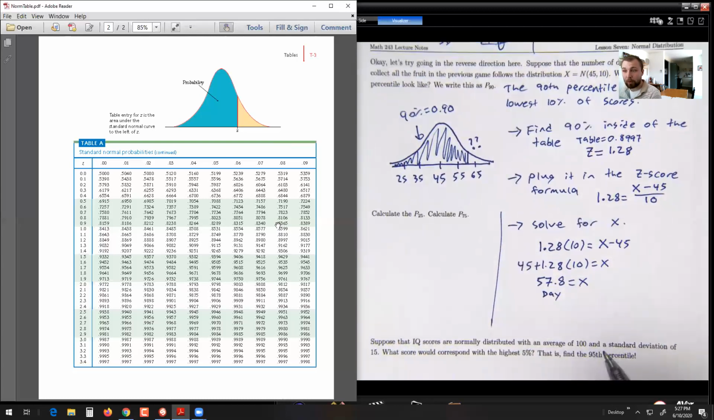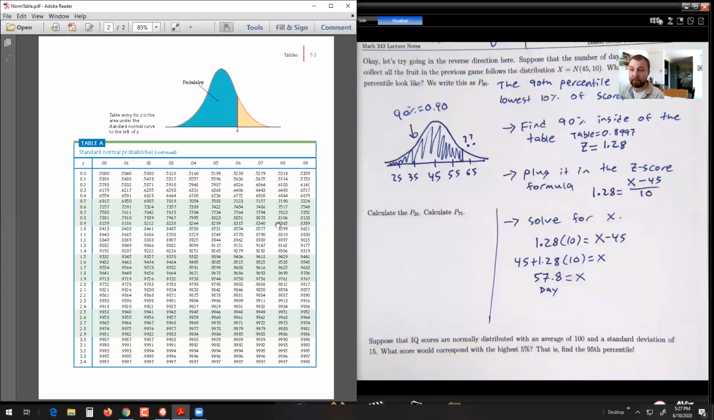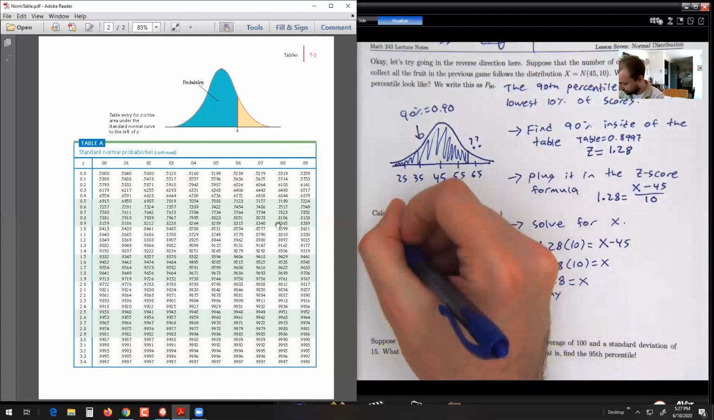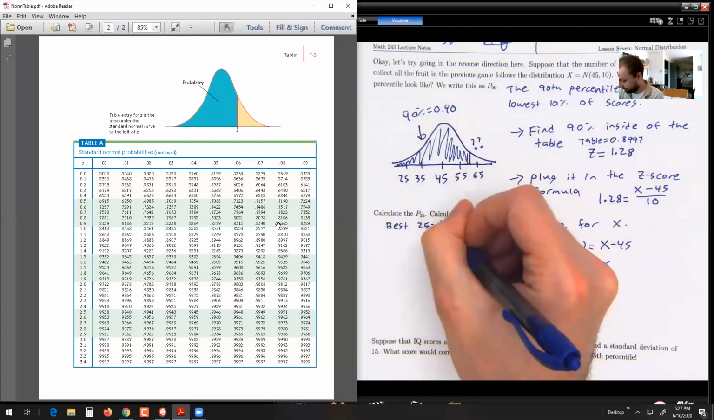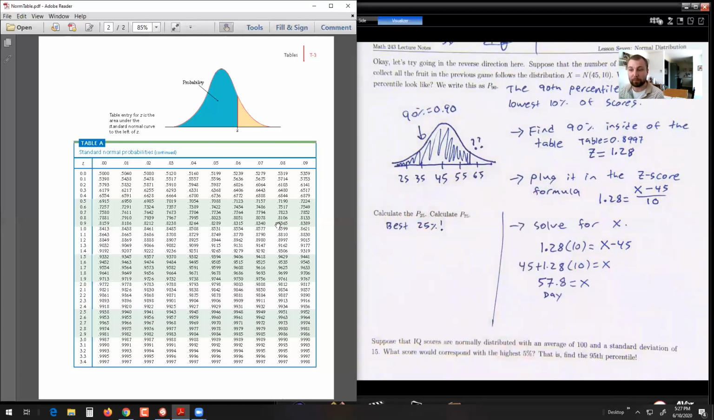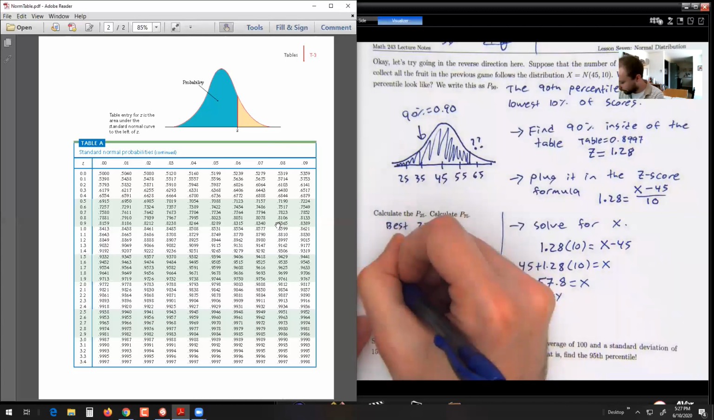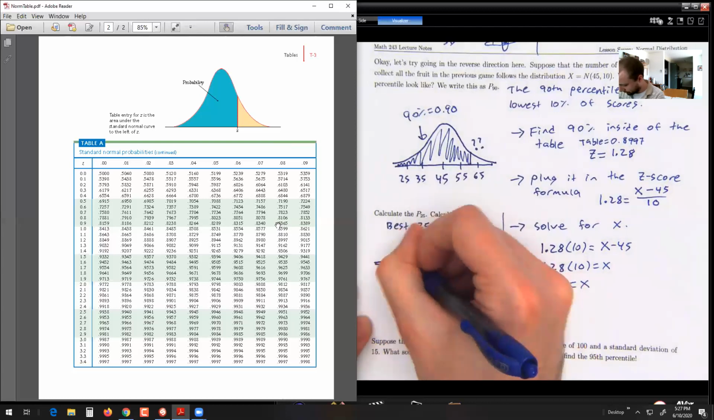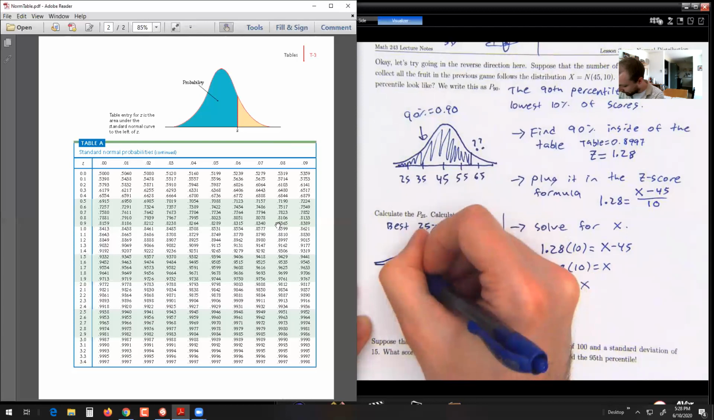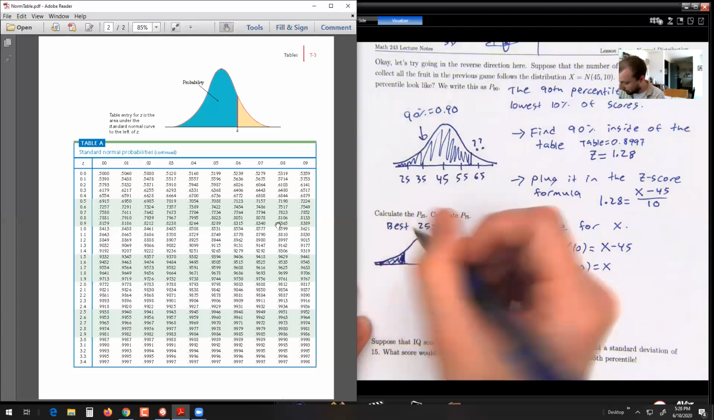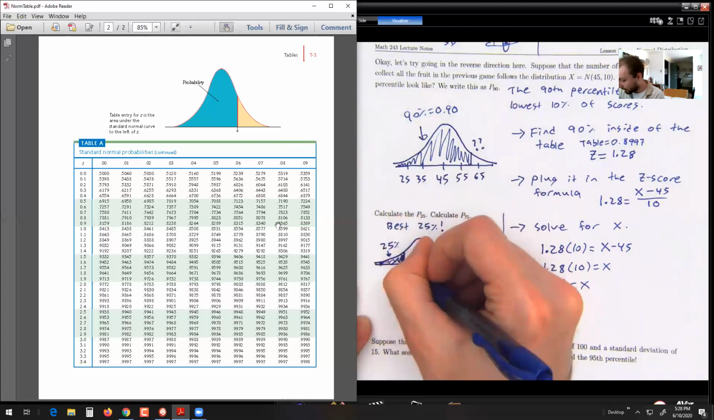I'm going to do one more of these things with you. I'm going to calculate the best 25%. This is the 25th percentile. So I'm going to draw my curve. And I'm starting out with the area. I know the area in this tail is 25%, but I don't know what my x value is.